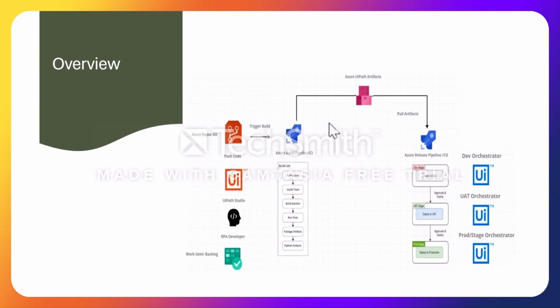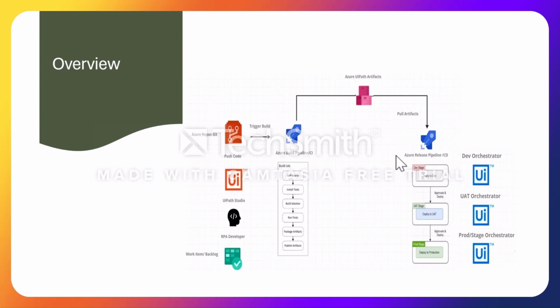What does the Azure build pipeline do? It will convert your source code to a .nupkg package and keep that nupkg package in Azure UiPath artifacts. Once it is available, the release pipeline will automatically start executing.